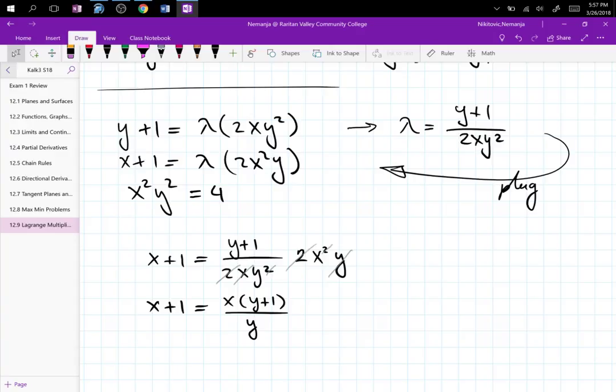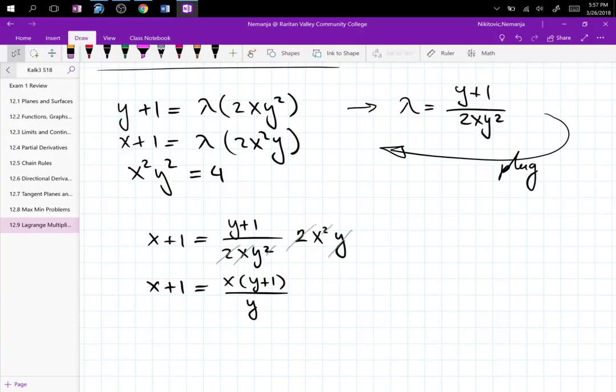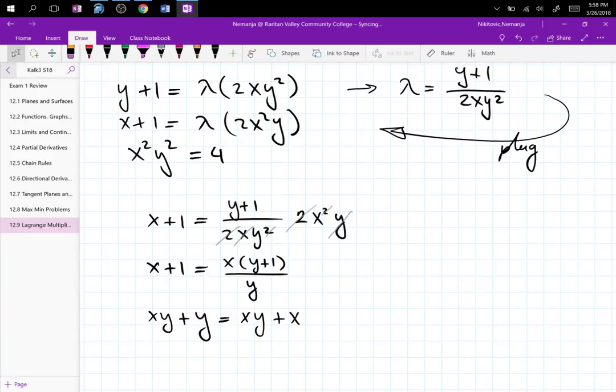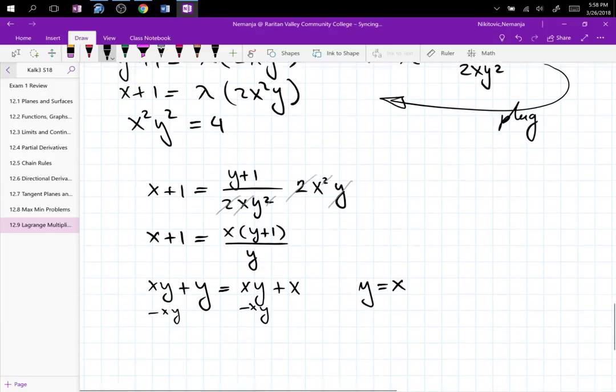If I multiply y into the left side, I get xy plus y, is equal to, when I distribute x on the right, xy plus x. And by simply subtracting xy on both sides, we have that y is equal to x. Yay. This is a big deal.